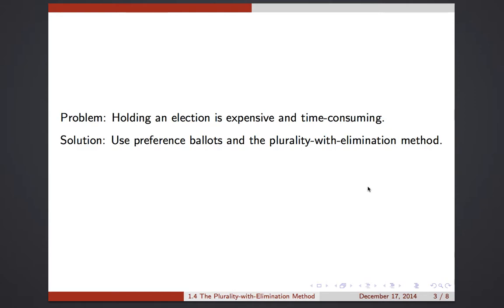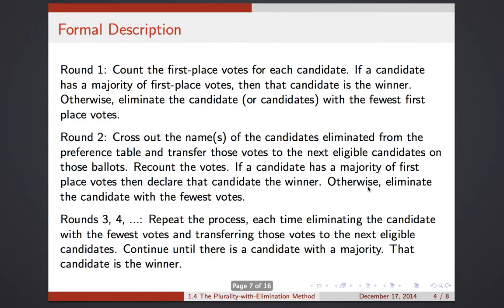That's exactly what plurality with elimination is. So here's a formal description of it. Don't be intimidated by all the text here. The formal description is more intimidating than the actual method in practice. We'll do an example in a second, but here's a formal description of what happens.